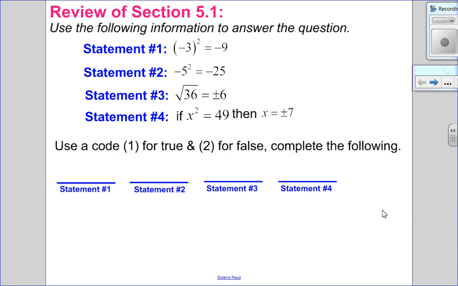Hi, in this video, I'm going to review three questions from section 5.1. I recommend pausing the video, doing the questions, and then coming back to look at the solutions.